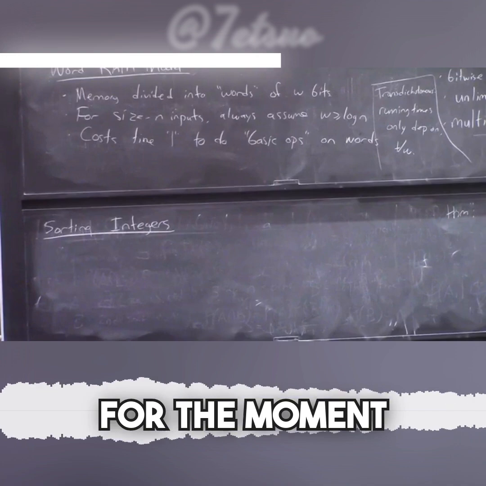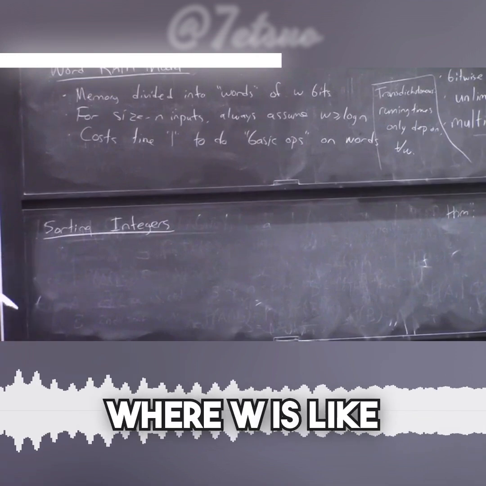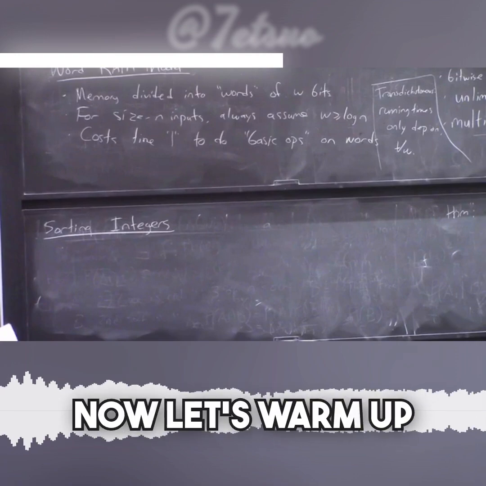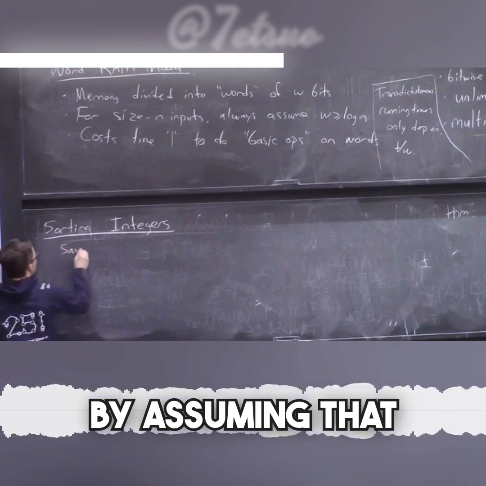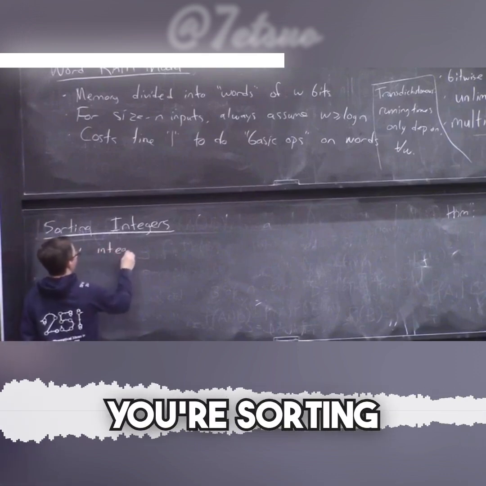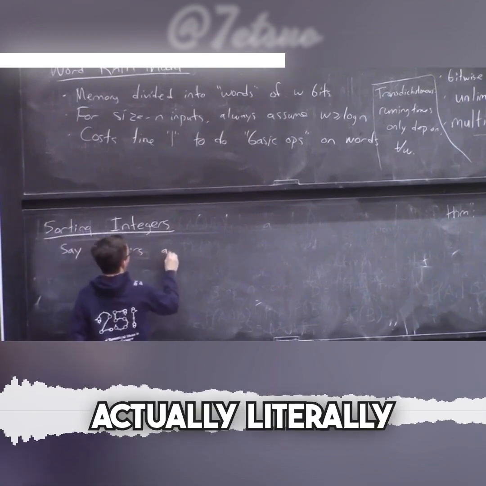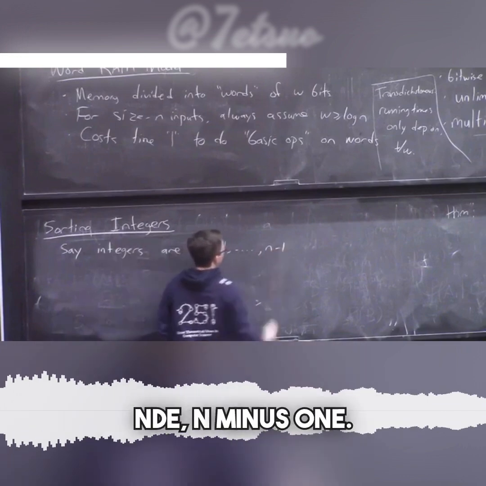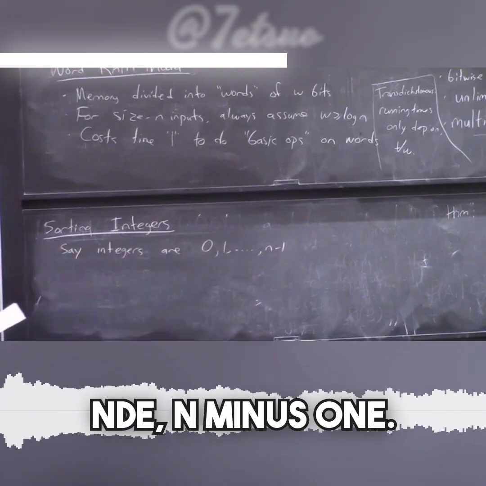And let's assume for the moment that we're in the model I like, where w is theta of log n. So you're sorting log n bit integers. Now let's warm up by assuming that the integers you're sorting are literally log n bits, in the sense that they're numbers between 0 and n minus 1.